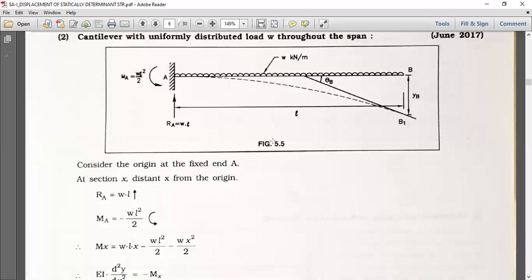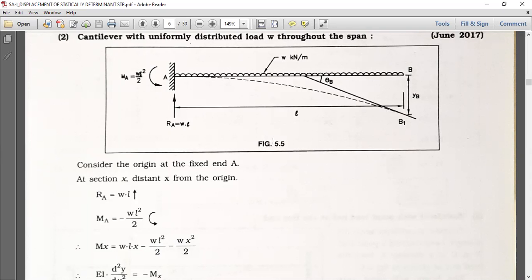Now take a cantilever beam with uniformly distributed load throughout the span. Take a beam AB, length L, load is distributed over the full length, W kilonewton per meter. Now consider the origin at the fixed end A, and a section at distance X from the origin.